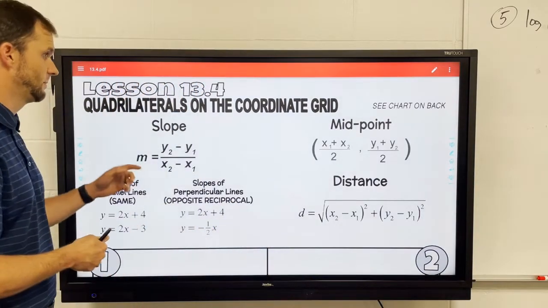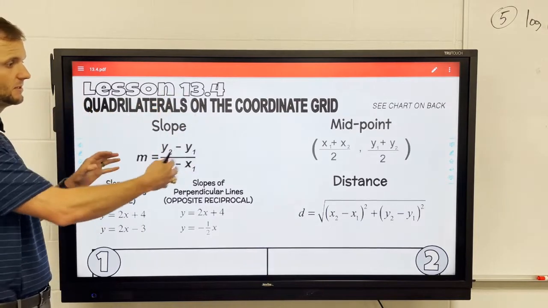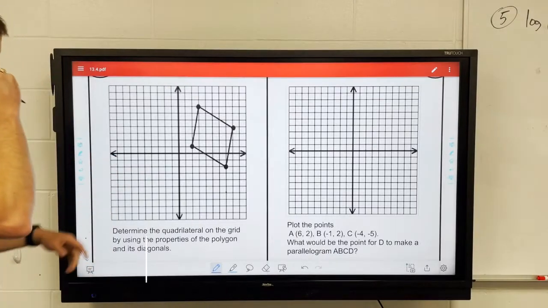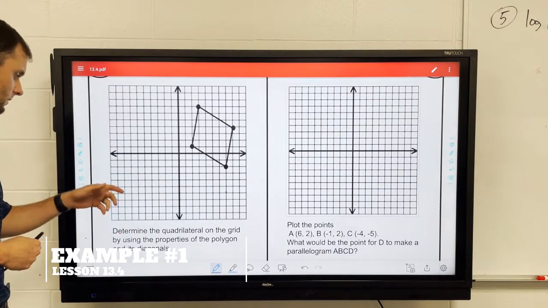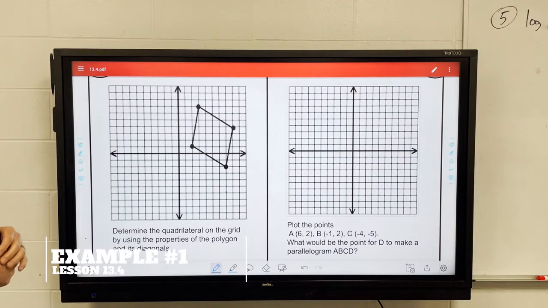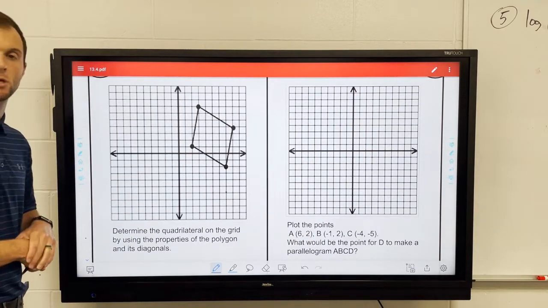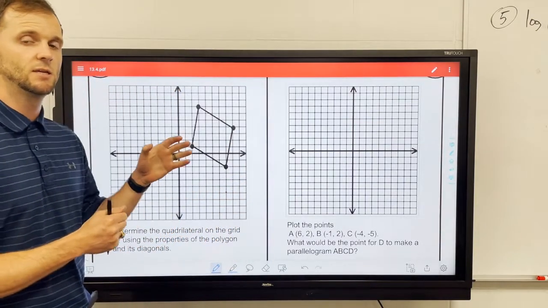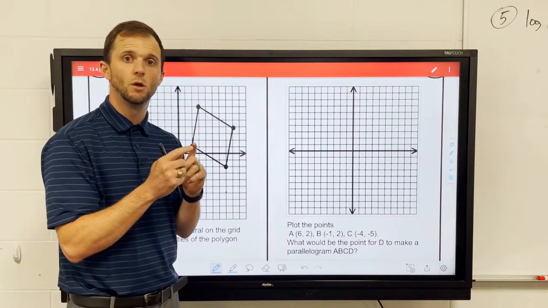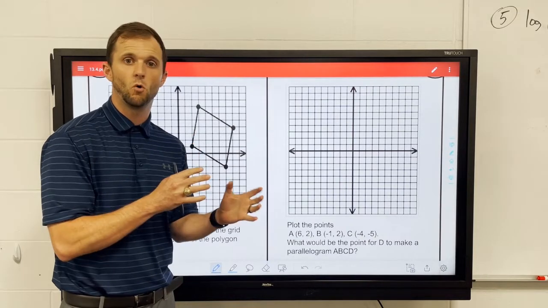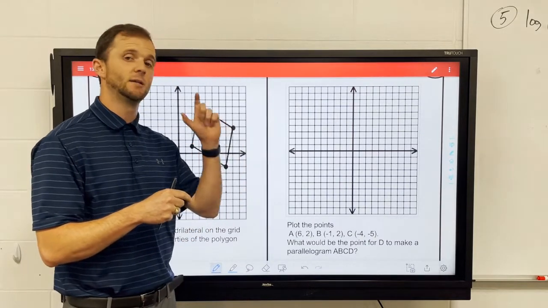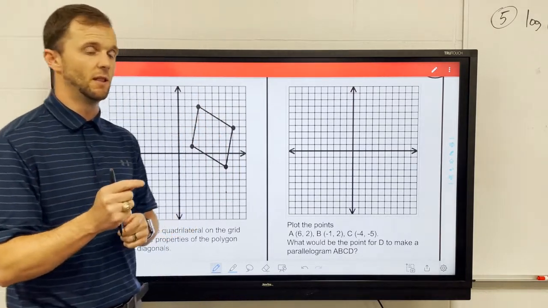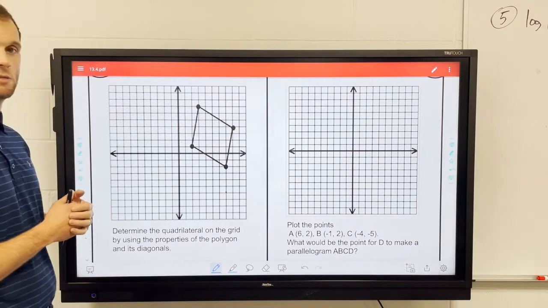So let's go ahead and jump into our examples. We're going to be using some of these to help determine what type of polygon it is. All right, so example number 1 says to determine the quadrilateral on the grid by using the properties of the polygon and its diagonals. The first thing I want to look at is the slopes, because whenever we did 13.2, looking at all the properties of quadrilaterals, we were looking at if they're parallel or not, and that deals with the slope of the line. So I need to find the slope of each one of these sides, okay?